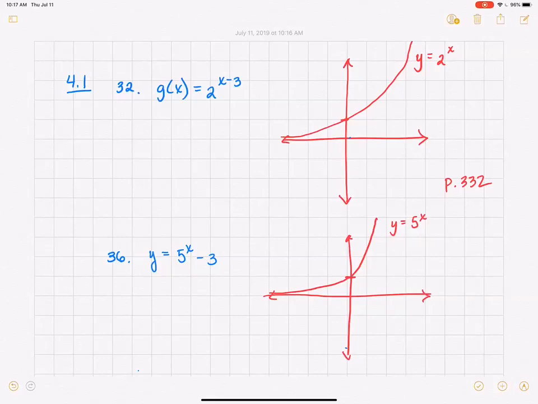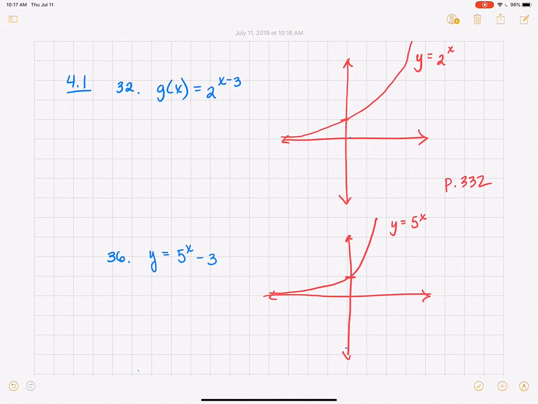All right, 4.1. In these problems, they ask you to graph these functions, not by plotting points, but by using what you know about transformation. And then it asks for the domain, the range, and the asymptote. Now let's talk about the parent function first.